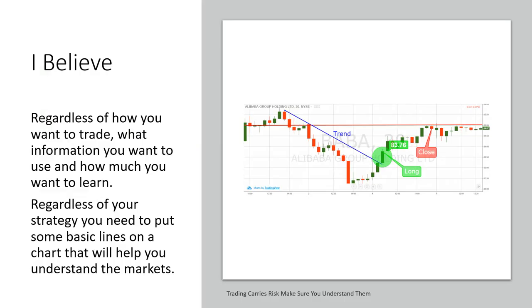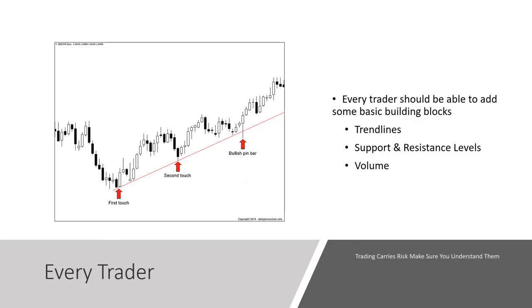So we've talked about time frames. Regardless of how you want to trade, what information you want and how much you want to learn, regardless of your strategy, you need to put some basic lines on a chart that will help you understand the markets. And these are trend lines. Trend lines are a rule-based line that helps you start making determinations. This trend line is an easy formula. You're just looking for 3 points that have touched that price, that it hasn't broken, and everybody around the world is using the same rule for a trend line. So that means millions of traders have the same trend line drawn on their charts.